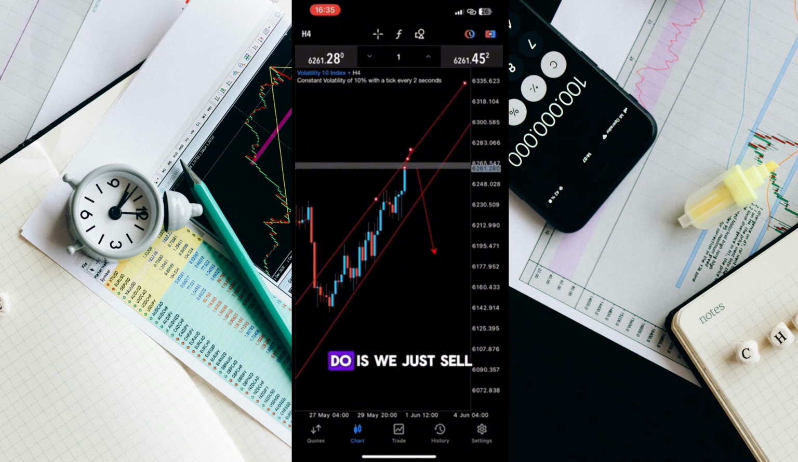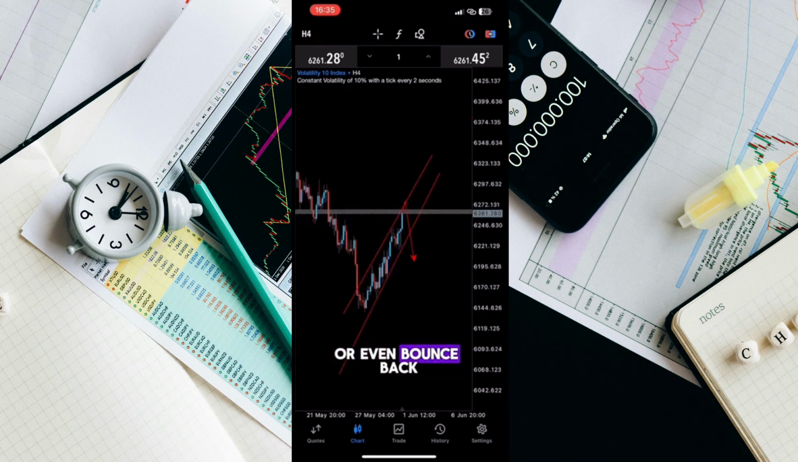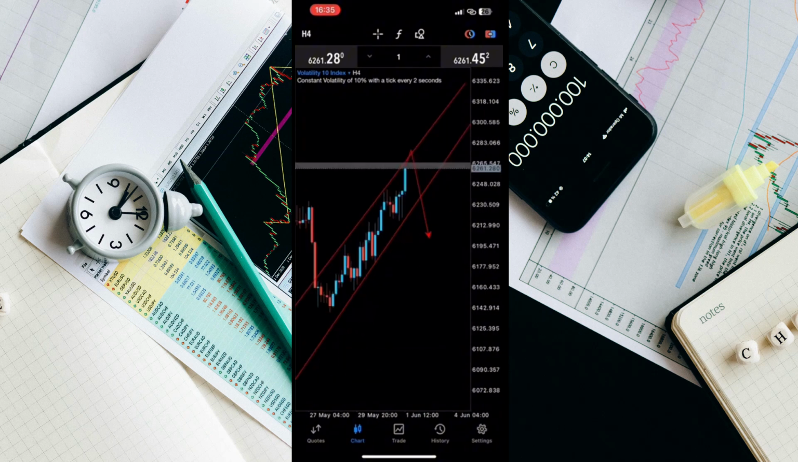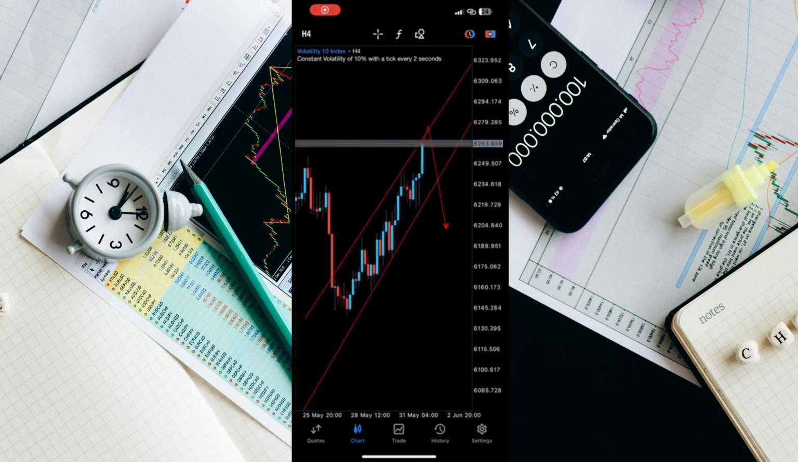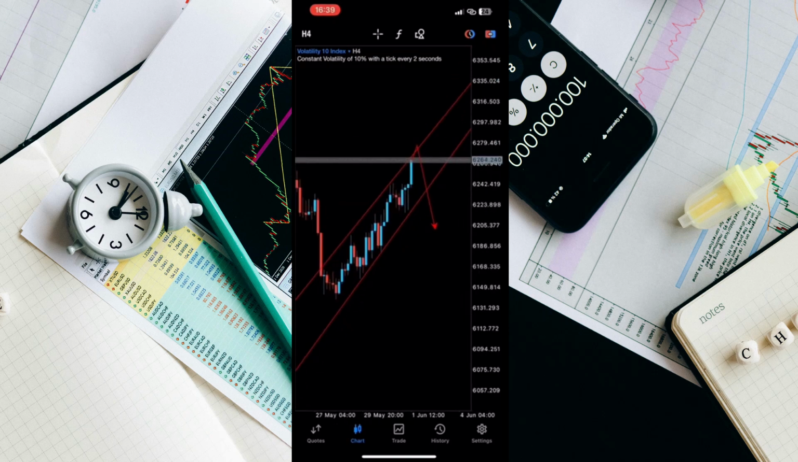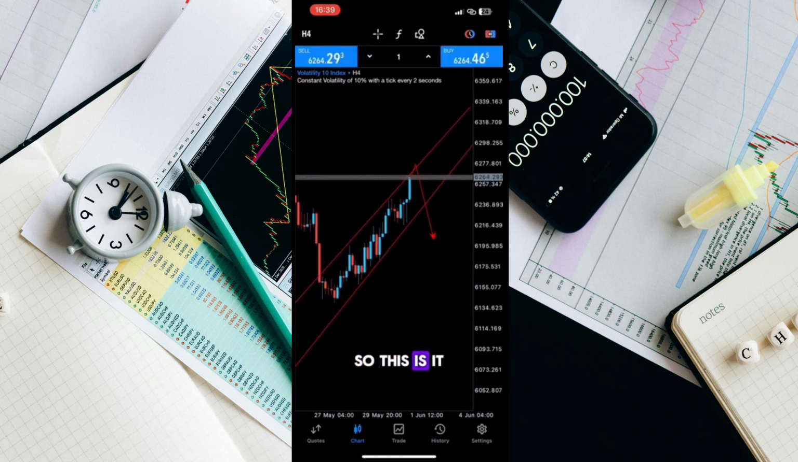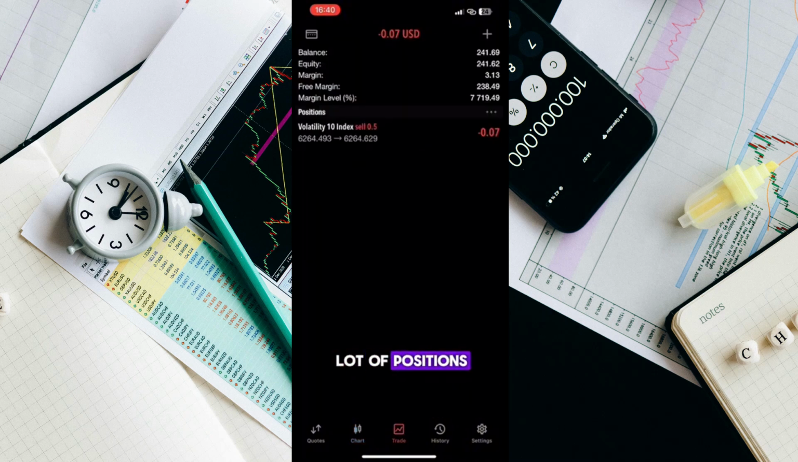So what we just do is we just sell and then collect the profit before the market breaks to the downside, or even bounces back, going back up. So this is it. Now we are going to sell. That's the only difference, guys. Look at the trades that I enter. I just go in with a lot of positions.